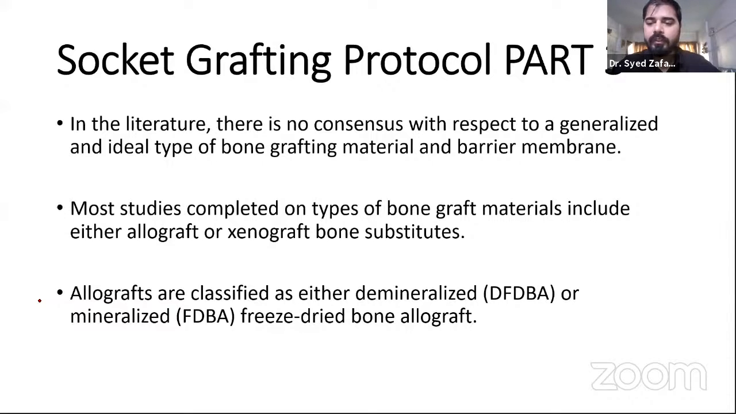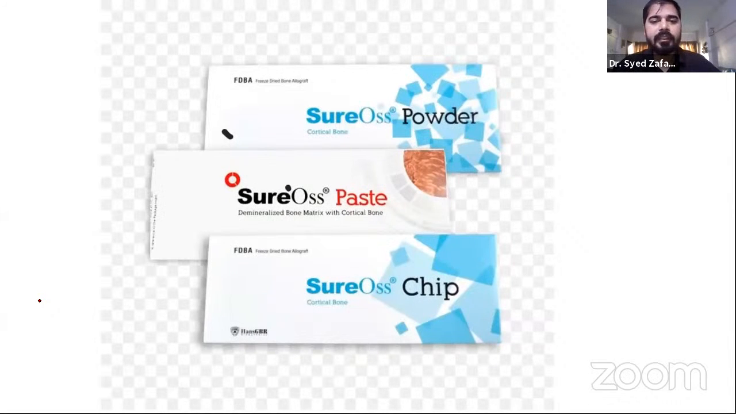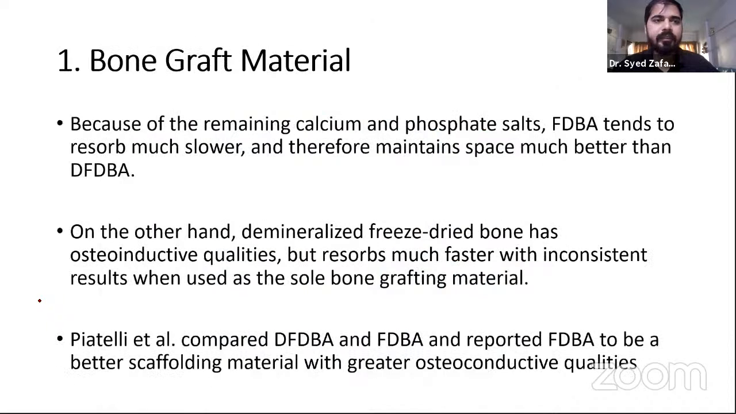In implant, after implant placement, sometimes we need two things: bone grafting material and a barrier, which we call a membrane. This is the type of bone we see in our practice. Because of the remaining calcium and phosphate salt, FDBA resolves much slower.